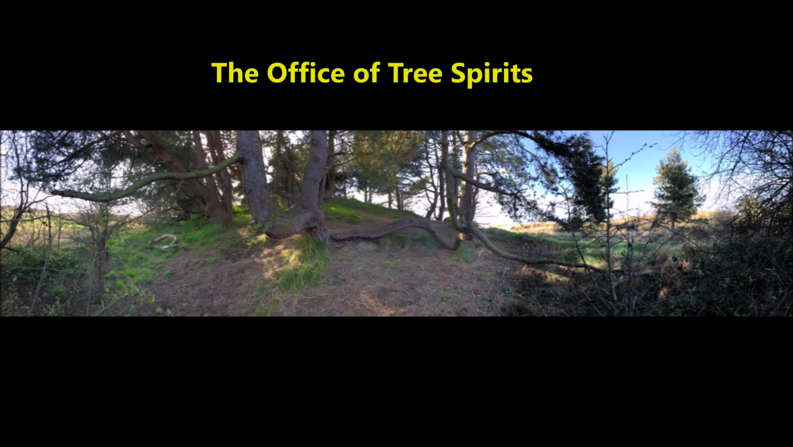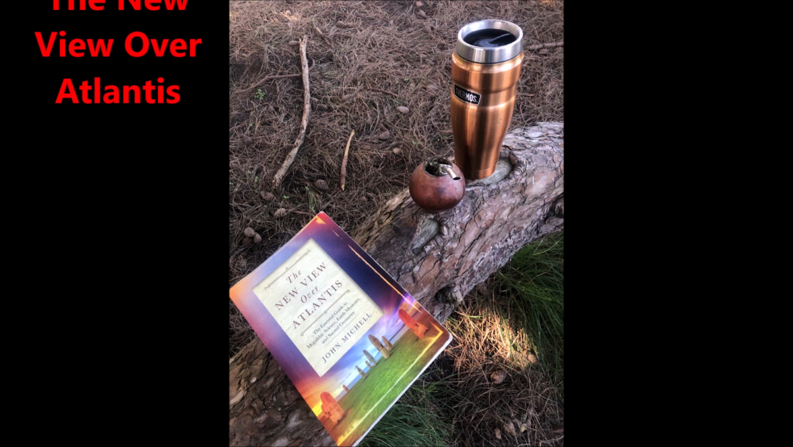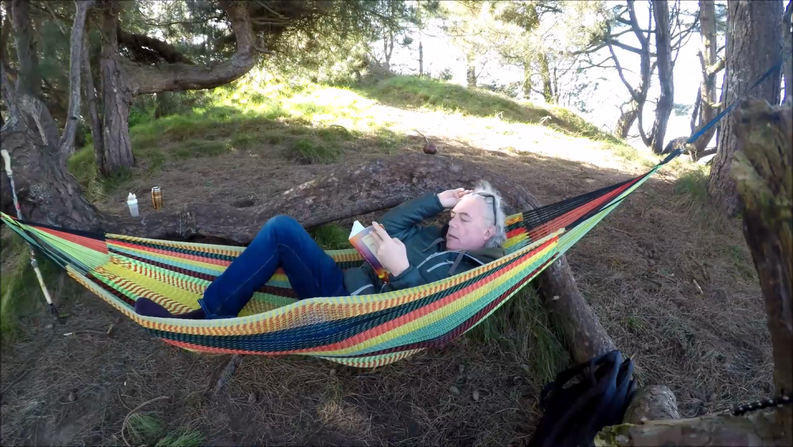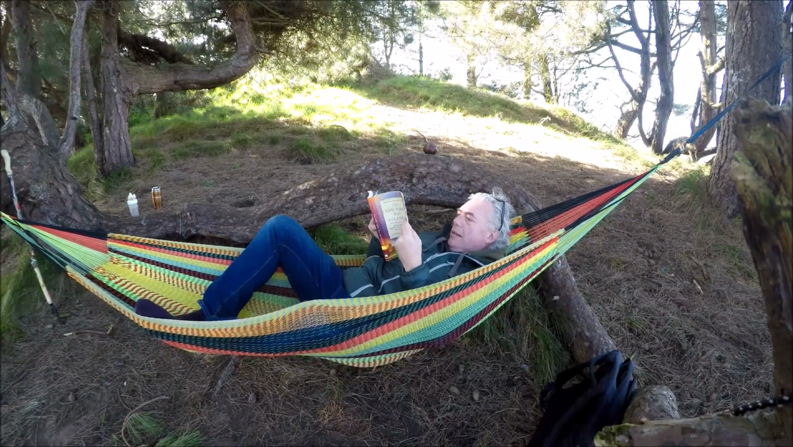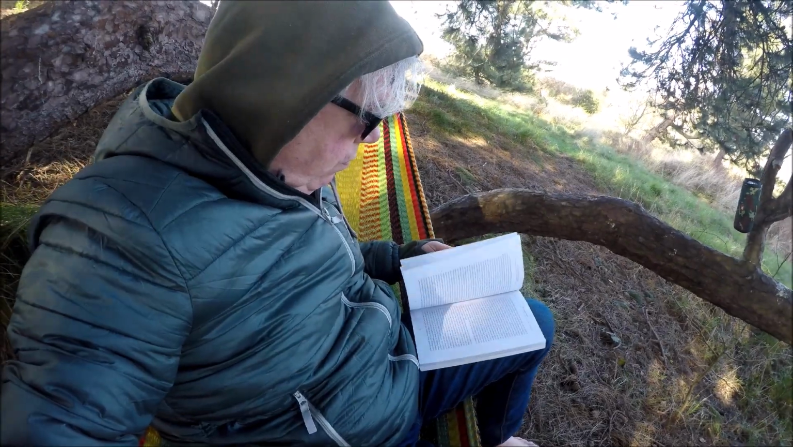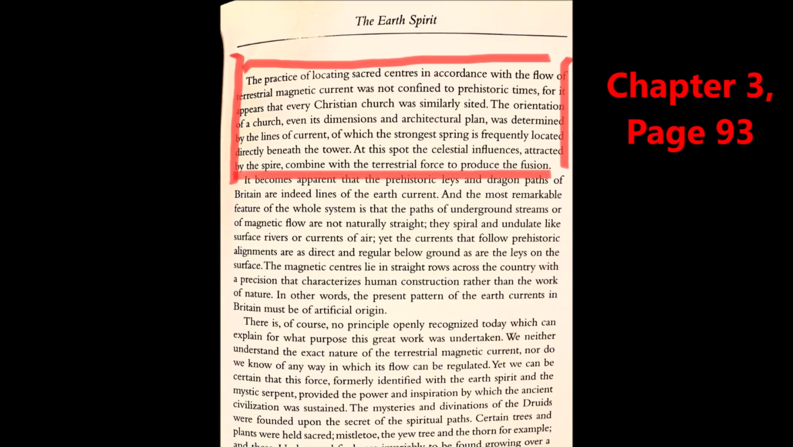Now, this is where I would like to highlight this specific reference from the Office of Tree Spirits, where I usually do my research. The New View Over Atlantis by Michell presents so many explanations of the energy lines being utilized by the ancient native people of the land, and with so many pages in this book that could offer credibility and support for my perspective on these churches, there's only one page I wish to really highlight right here. Chapter 3, page 93, Earth Spirit.